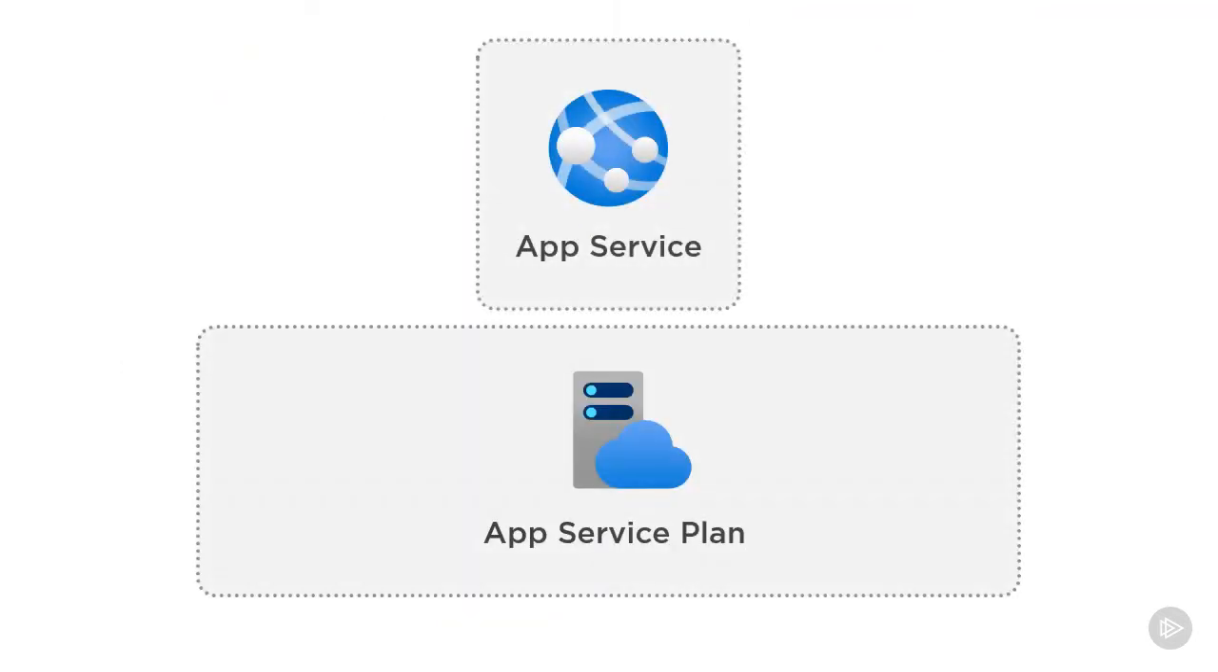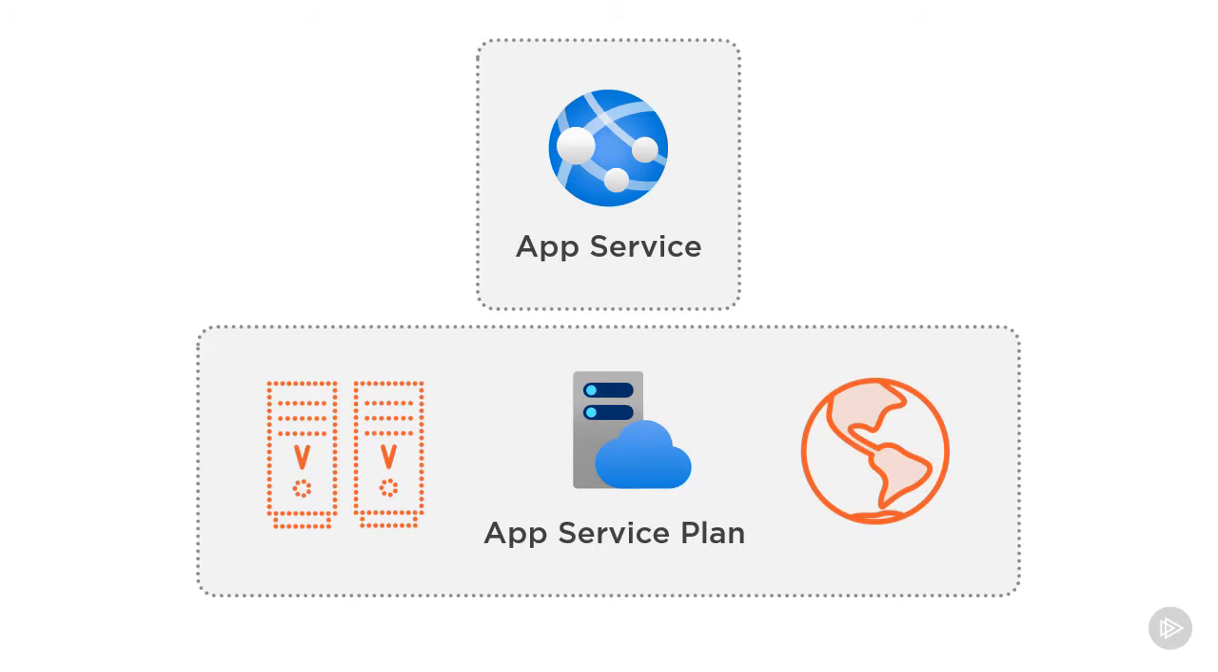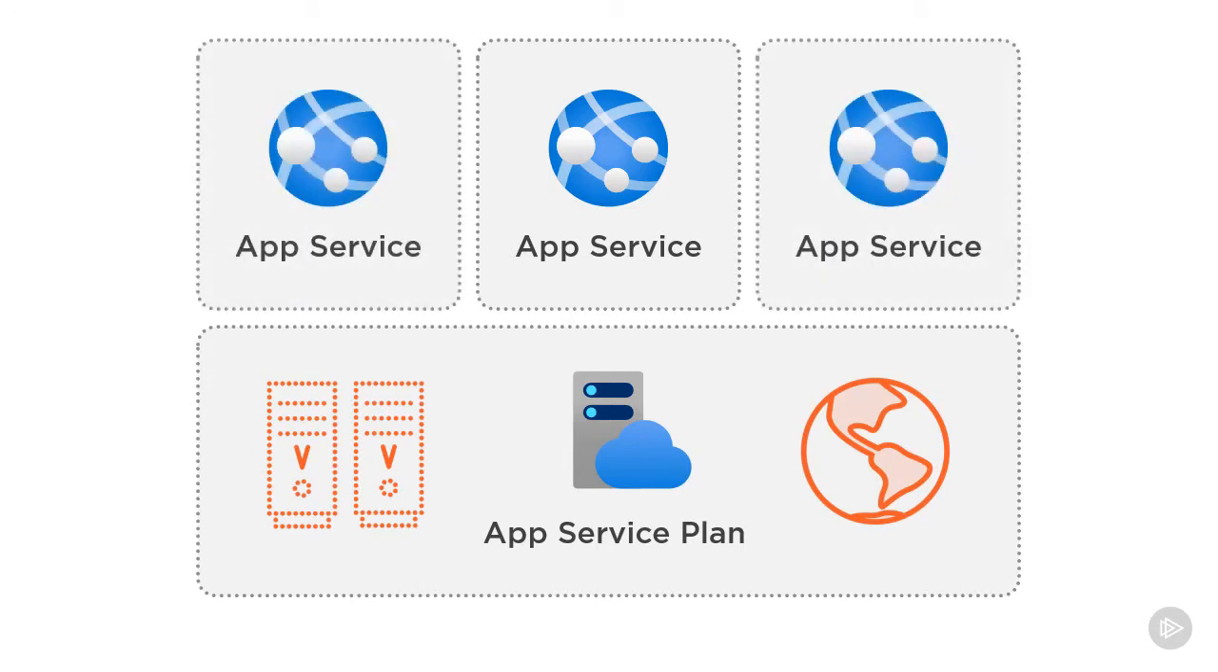course. You host your app services on an app service plan, which is a separate resource in Azure that needs to be created. This defines the size of the servers your apps run on and the geographic region where the servers are deployed. You can host multiple app services on a single app service plan. You'll learn more about app service plans in the next clip.